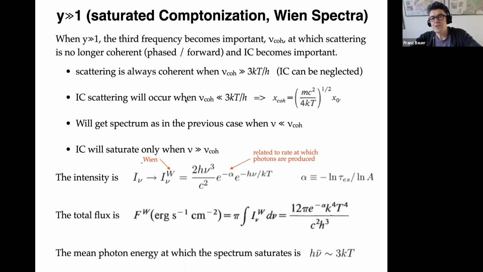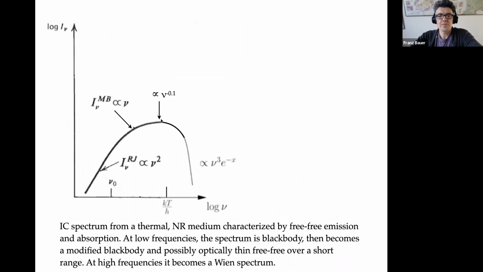And so IC will occur when this happens. And when this happens, then our spectrum will start behaving like this. So we have our input frequency and our output frequency, and we have this amplification term. What will happen is, if we take the previous case for frequencies below coherent, we're just going to get the same thing, right? So wherever this coherent frequency is below that, it's the same thing.